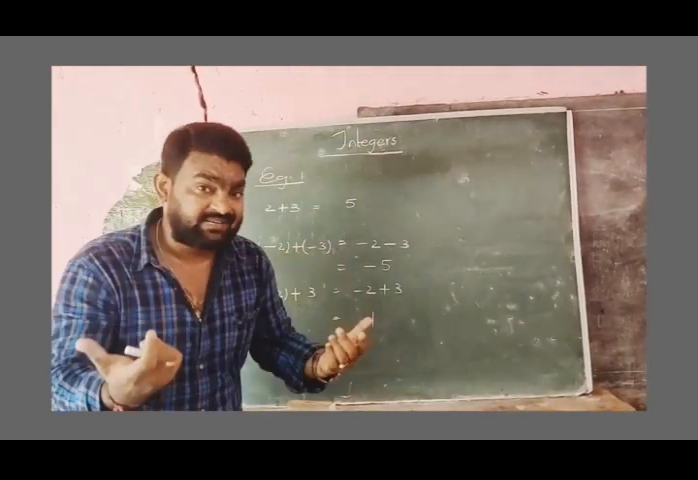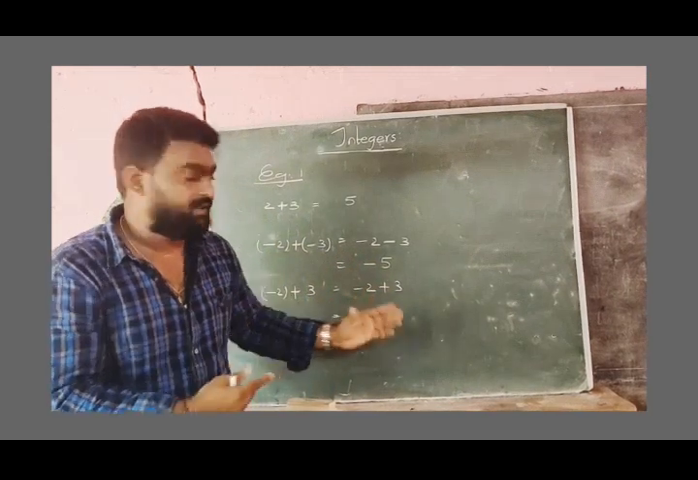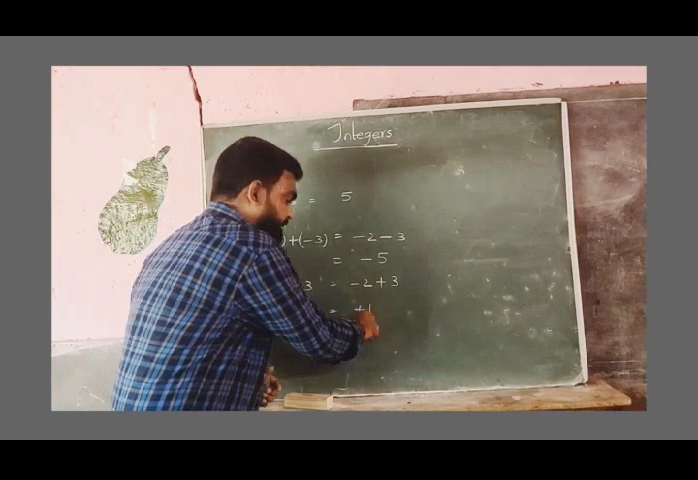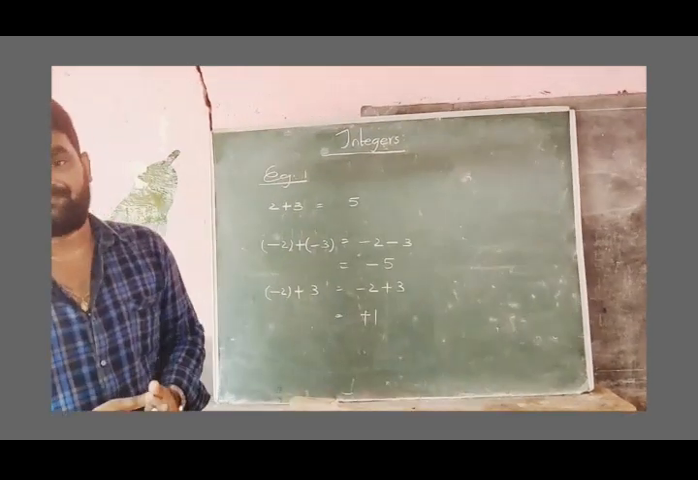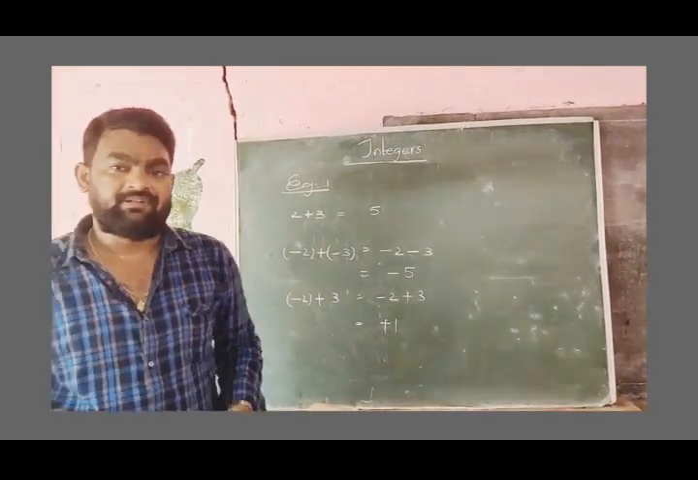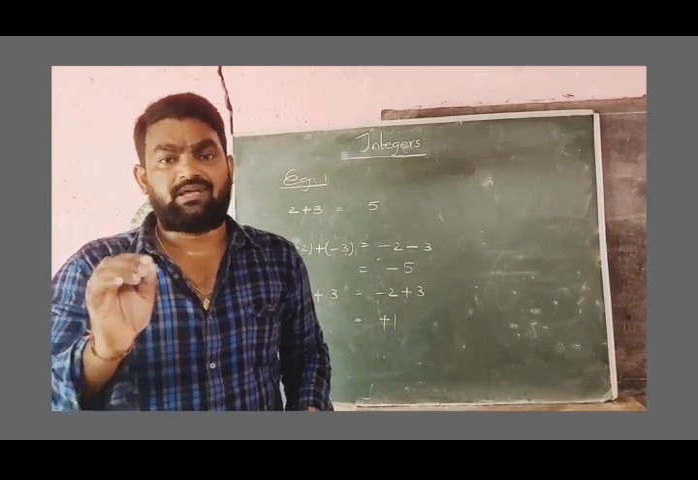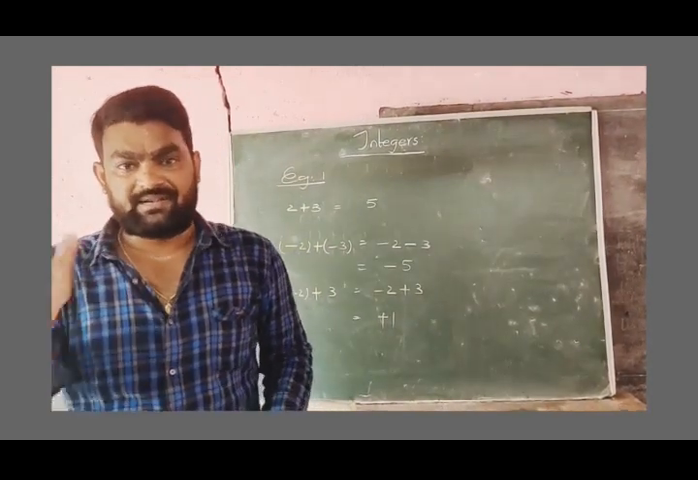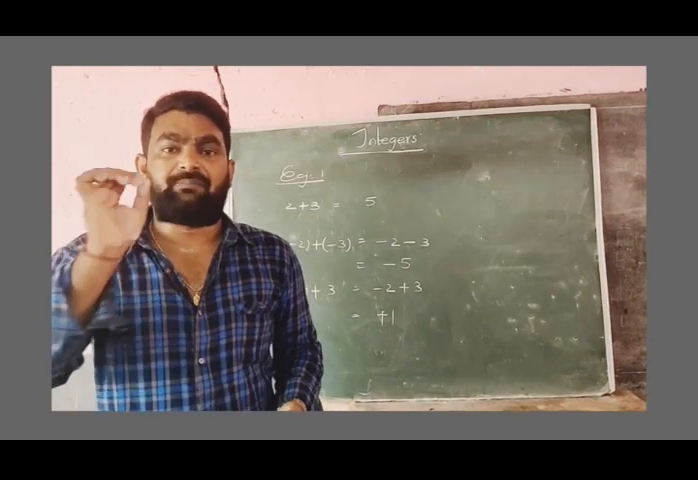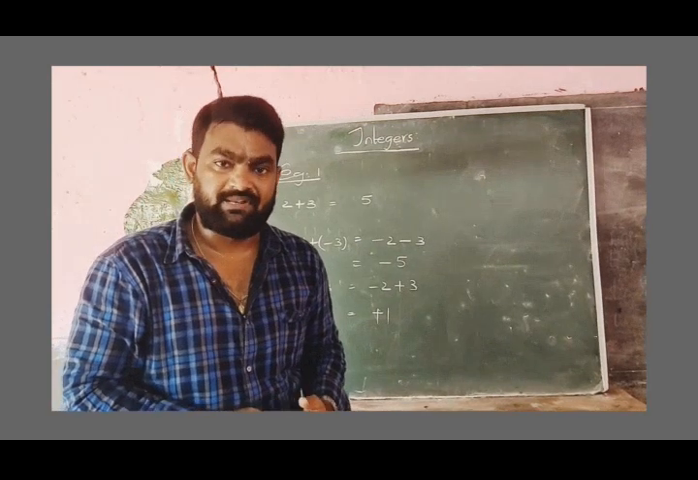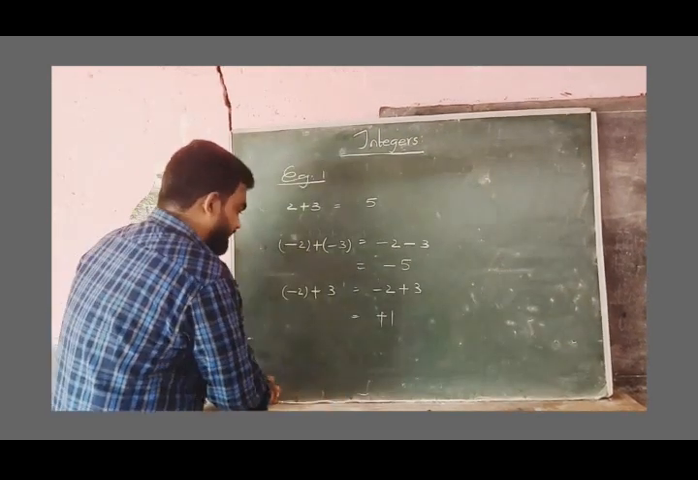And which is greater here, 3 or 2? 3 is greater, and 3 contains which symbol? Plus symbol. So we apply the plus symbol for the answer. I repeat, if you have one positive and one negative number in addition, first we subtract the smaller number from the greatest number, and after that we apply the symbol that the greatest number has. Hope it is clear.